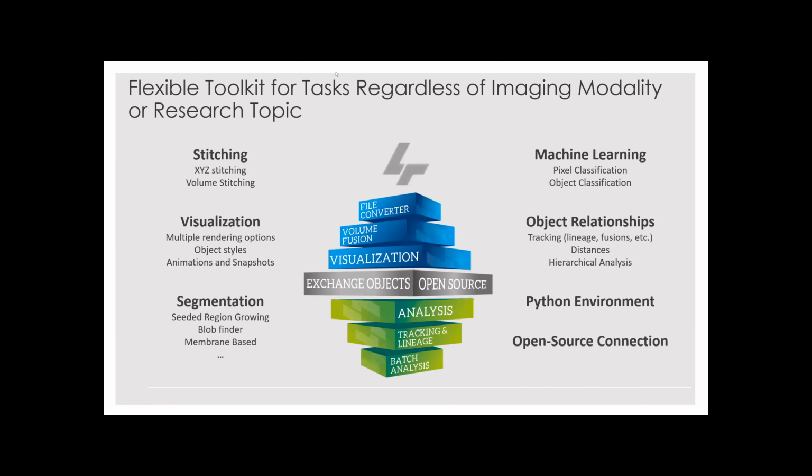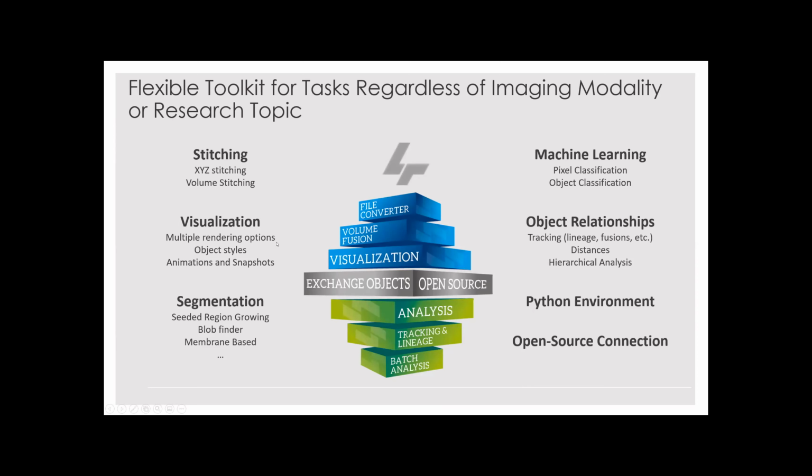So a big one, specifically for light sheet imaging and clarity, is stitching. We have 2 types of stitching tools. We have XYZ stitching and we have volume stitching. You're not going to see these in the demo, but we do have them available. And of course, we'd be happy to show anyone who's interested at another time. We have a lot of visualization tools.